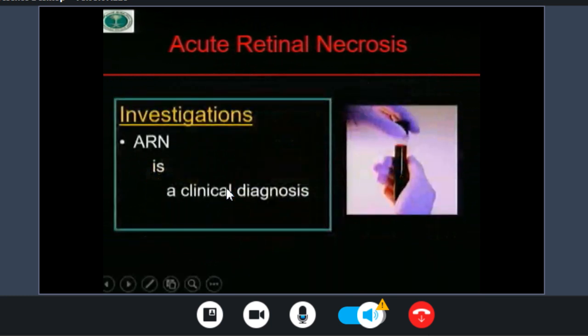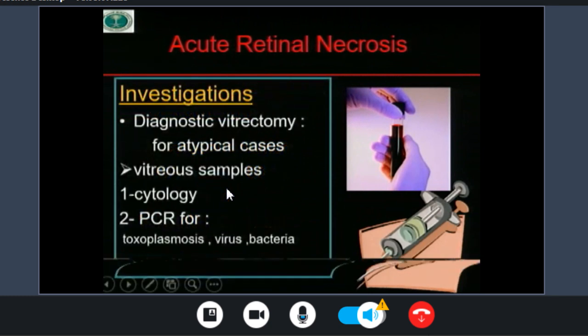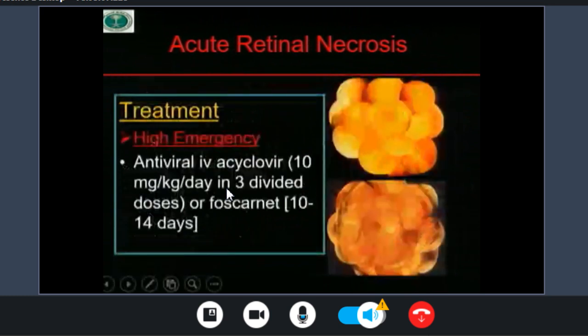As most of the time, the diagnosis is clinical. It's not based on lab findings, but it could be supported or documented by some investigations. We can take an AC tap or vitreous tap, and that's found to be positive in 80% of patients. The importance of that is to identify the type of virus leading to the acute retinal necrosis. Diagnostic vitrectomy could be used in atypical cases, and samples are used for cytology and PCR to rule out other causes in the differential diagnosis, like toxoplasmosis or bacterial retinitis.